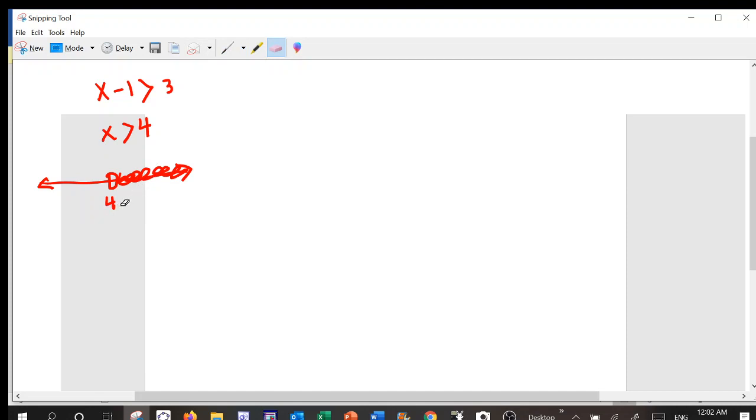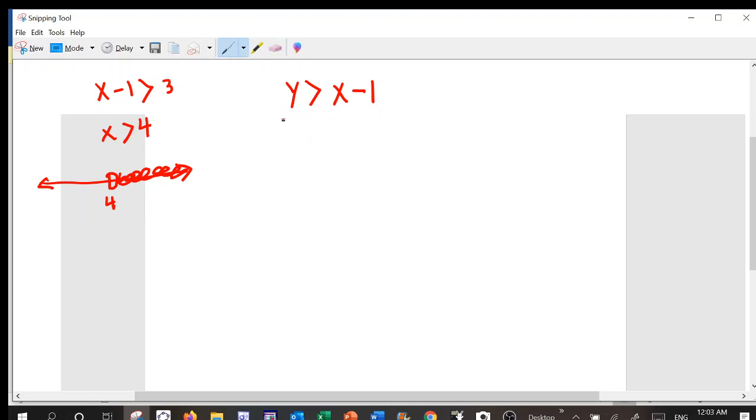You can write it in interval notation. But what if somebody says y is greater than, let's say, x minus 1? Well, what do they mean by that? Well, how do we solve inequalities with two variables?